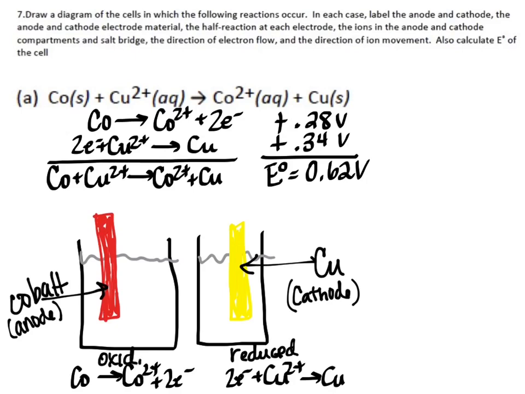And then we have to have a wire connecting these together. Okay, so here we have a wire connecting them. We have a little voltmeter in there, or it can be a light bulb, whatever you want it to be, something that will show our electricity going through. And our electrons flow which way? To the right. So electrons are flowing this way.